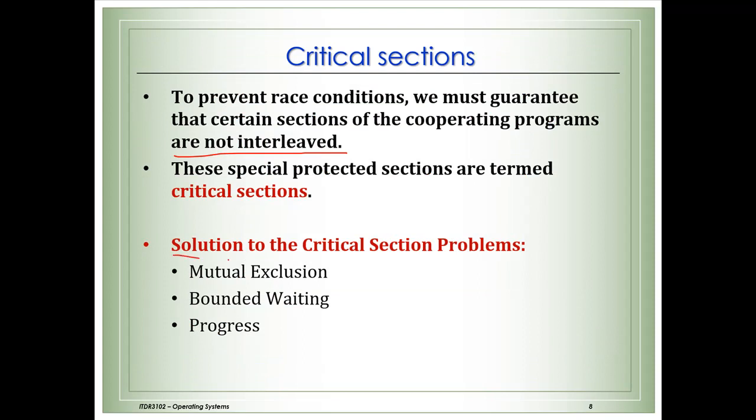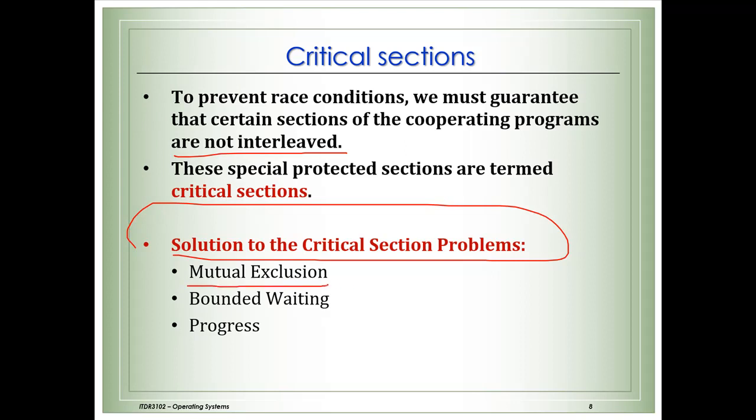So what is the solution to the critical section problem? There are many issues in the critical section problem. One of the issues we just discussed is race condition, and there can be other issues such as starvation, deadlock, livelock. Now, as far as this lecture is concerned, we are focusing on the race condition. One of the solutions is mutual exclusion. This is the solution which would prevent the race condition.